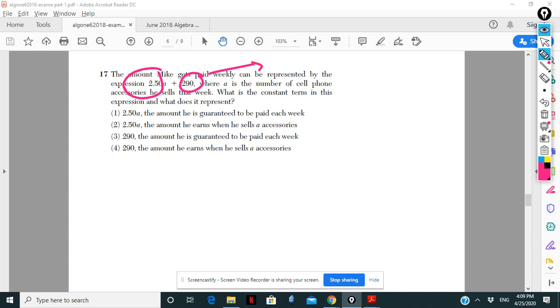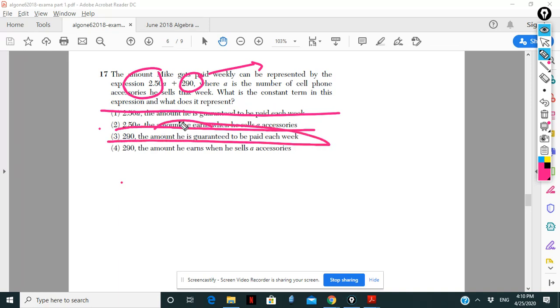Now, is the 2.5 amount guaranteed? No, because he might not make any calls. The 2.5 is earned when he sells accessories. Is that the number of cell phone accessories he sells? No, because it's not the only amount he earns, since he has a fixed one.